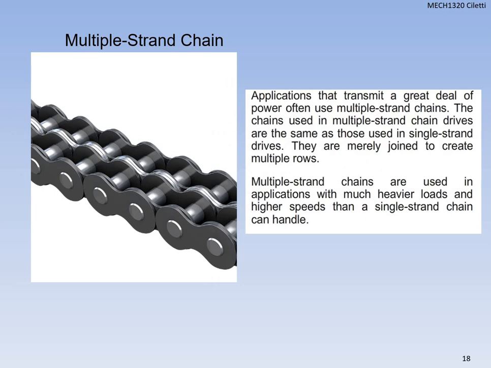All right, multiple strand chains. Okay, so we can see it's really like 2 sets of roller chains side by side. For the most part, they're joined to create multiple rows, and where we use them is in applications where we have heavier loads and higher speeds. Heavier loads and higher speeds compared to the single strand chain.